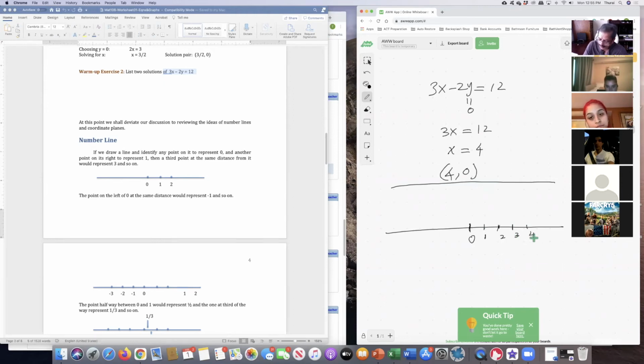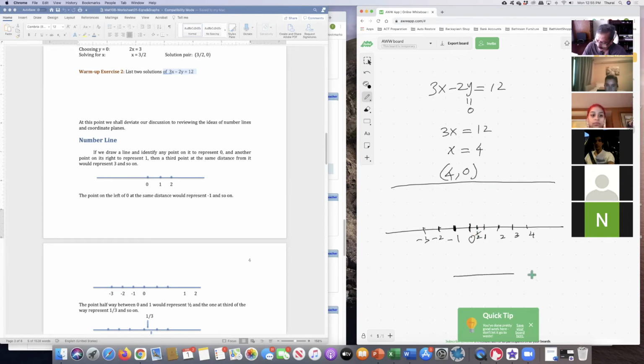Now, if you go the same distance on the other side, that'll be what? -1. -1, right. Very good. And go further, same distance, -2, -3. Now, how do we find half? Between 0 and 1, if you go halfway, that's half, right there.